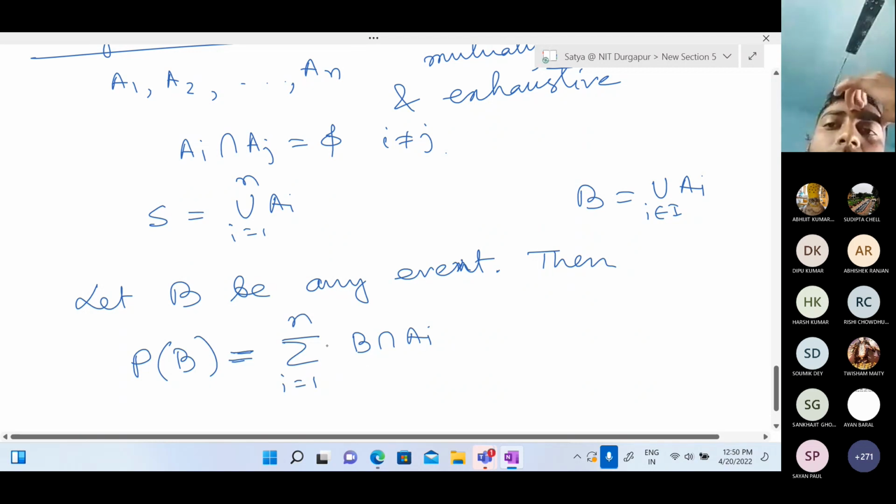You should write P of this, because if you intersect B with Ai, if Ai belongs to B, then it is only Ai. If Ai does not belong to B, then it is phi, and the probability of phi is 0. And this is equal to, so we can write like this. Are you getting this sense? I hope you are getting it.